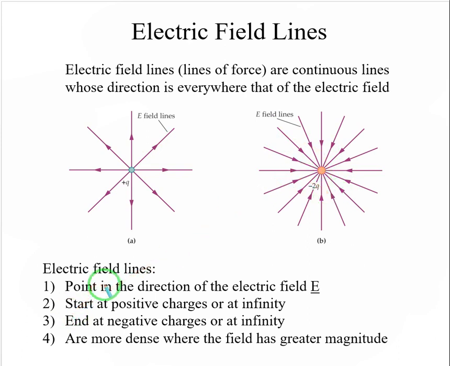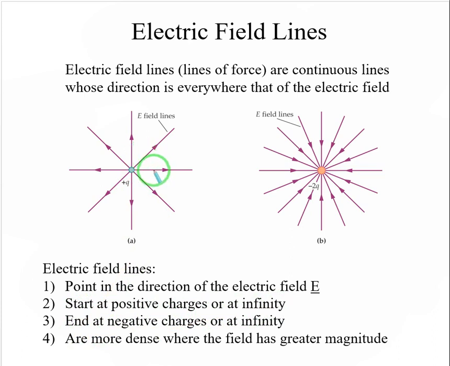Some basic characteristics of electric field lines: they point in the direction of the electric field, and they start at positive charges or at infinity, because a positive charge is going to emit the field lines.